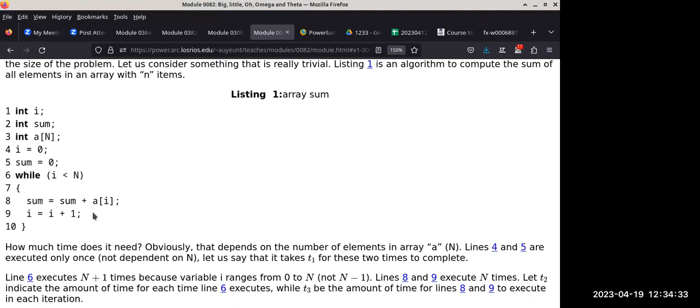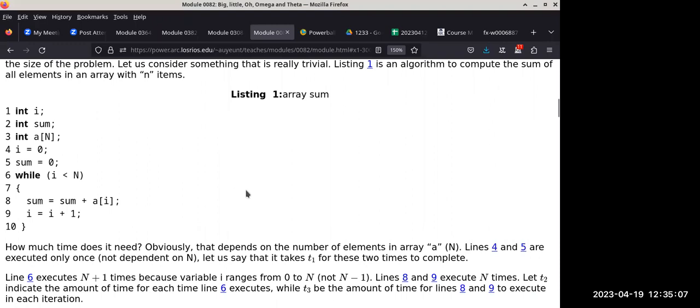So that's the plus 1. Why is there a plus 1? Because the one time it becomes false is the last one, right? There are N times where I is less than N is true, and we continue with the body of the loop. But the very last one, which is the N plus 1 time, is going to be false, and then we exit the loop. So technically speaking, we execute line 6 N plus 1 times.